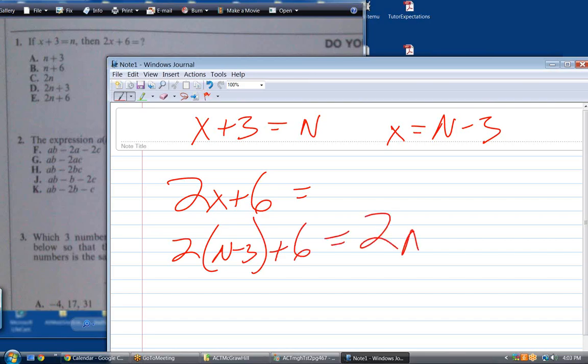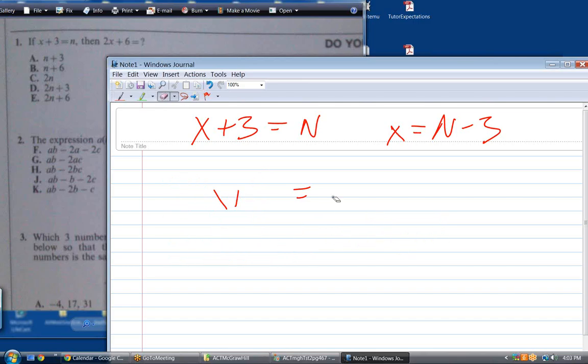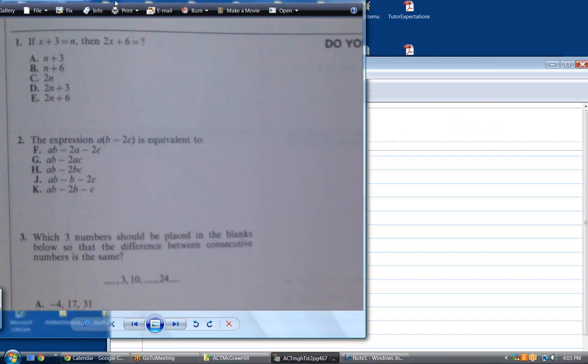I get 2n. So I get to the same answer, but a lot of these problems, they put an easy way to do it quickly a lot of times. You just have to recognize it. And always take a brief moment to see whether or not this expression is related to this expression in any way.